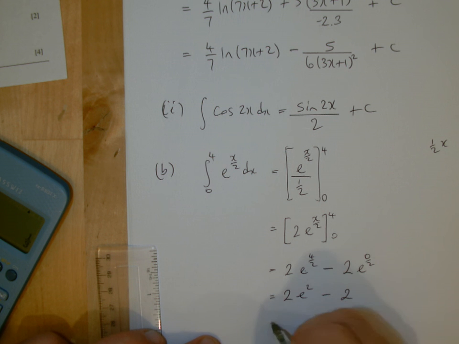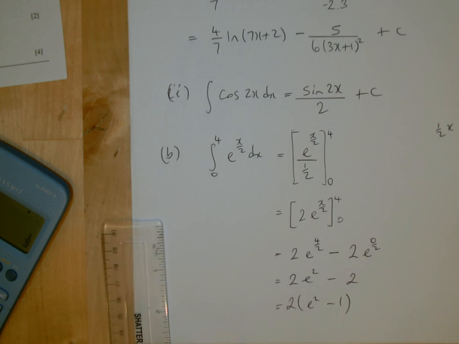Okay, you could even factorize the 2 here, to leave it like that. That will be acceptable. You don't have to work it out exactly because it doesn't say, it just says evaluate it. If it said to 2 or 3 decimal places, then you need to type it into your calculator. Otherwise, you can leave it like that.